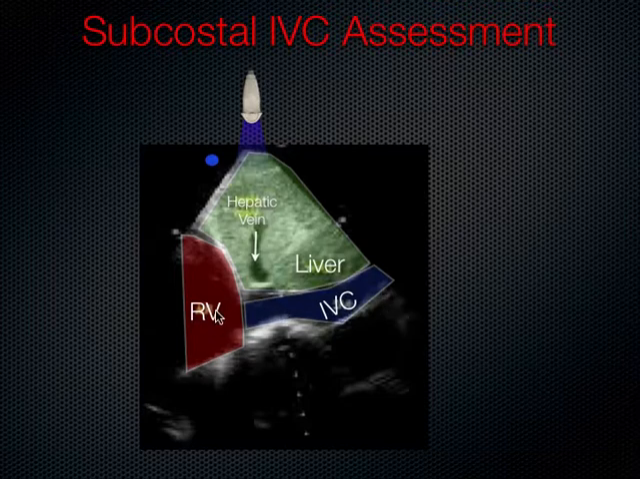And that should say right atrium. It says RV, but it should say RA. And we can see that it's going right underneath the liver. And the hepatic vein is dumping into the IVC approximately right here. And the location at which we want to assess the IVC is back here.